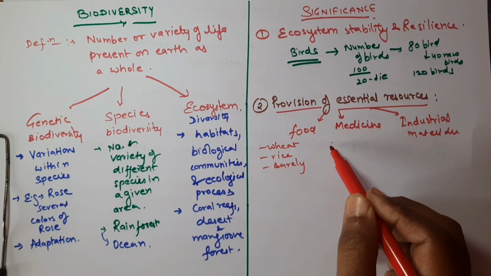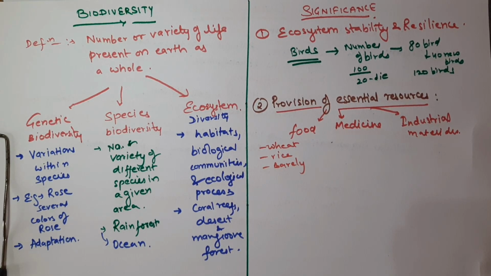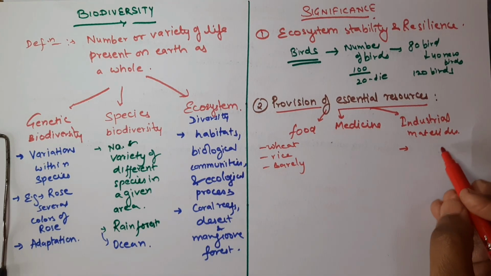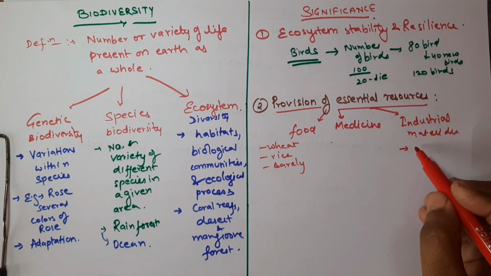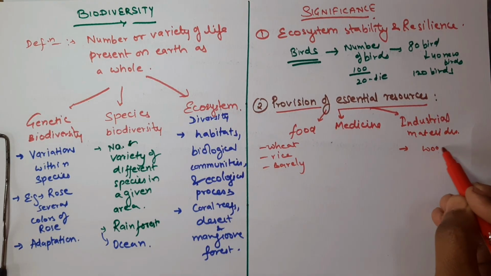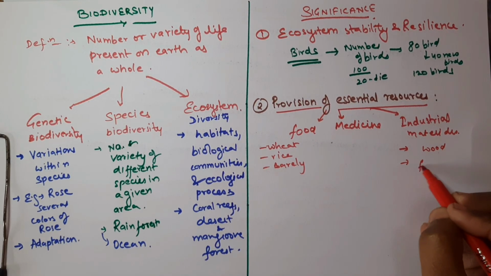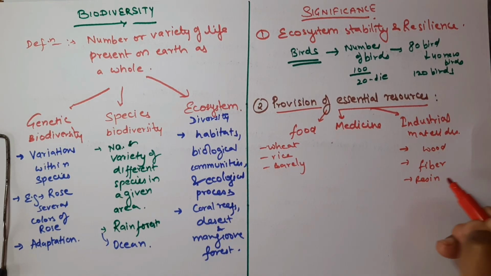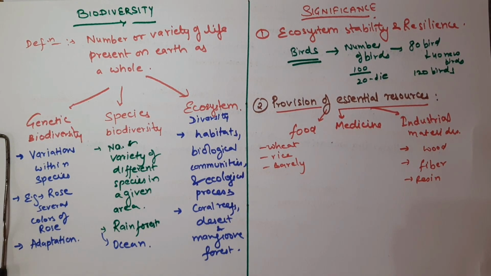From natural sources we also get many medicines, for example penicillin from fungi. Then we get industrial material for our use from this diversity too: wood of different kinds, fibers, resins, etc. So all this we are getting because of diversity.